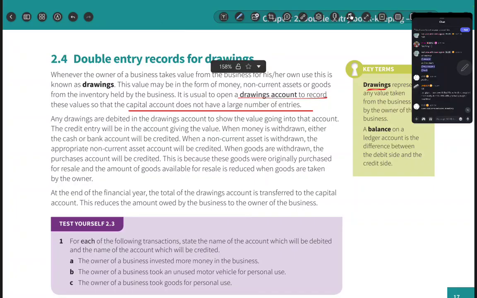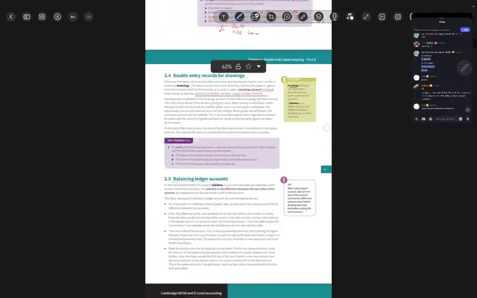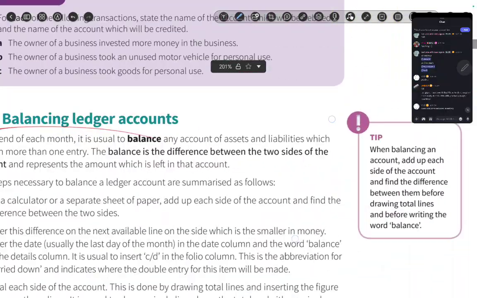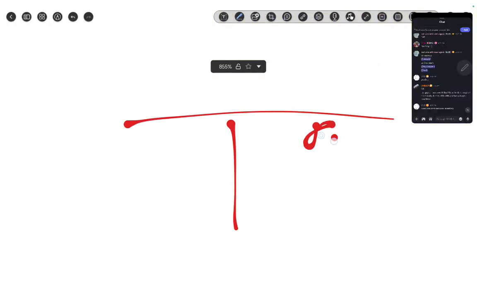All right. Any drawings are debited in the drawings account. Now I was explaining this, right? Where is my 80,000 bank account? Too far. All right, let's just make another one. This is my bank account, and I have 80,000. I take 40,000, right? So, one second, I flipped it.